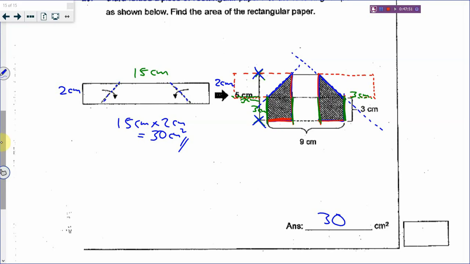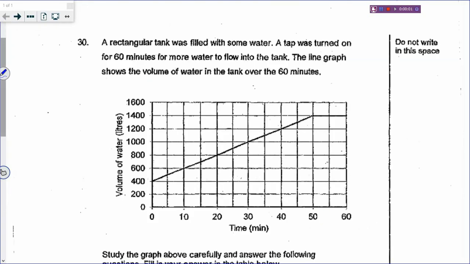Okay, let's go on to the last question. Now, we finally found the last page. So what is your part A? Let's look at part A first. Now, a rectangular tank was filled with some water, alright? And a tap was turned on for 60 minutes for more water to flow inside. And the line graph shows the water after 60 minutes.